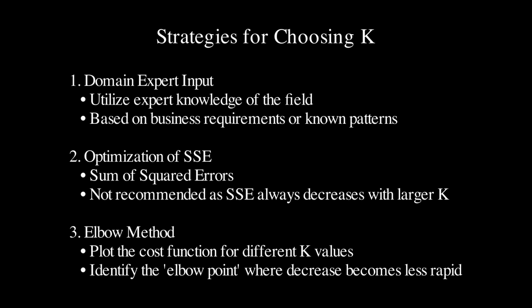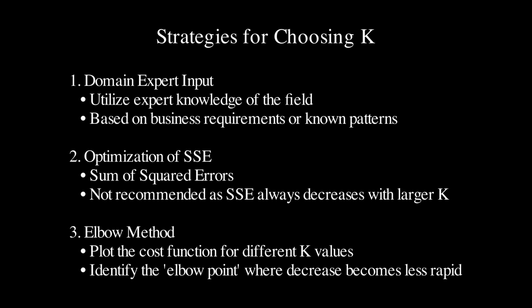When choosing the optimal number of clusters, we have several strategies available. Domain expertise is often the most reliable approach. If you know your data should naturally form a specific number of groups, that's valuable information. While we could optimize the sum of squared errors, this isn't recommended as it continually decreases with larger k values.